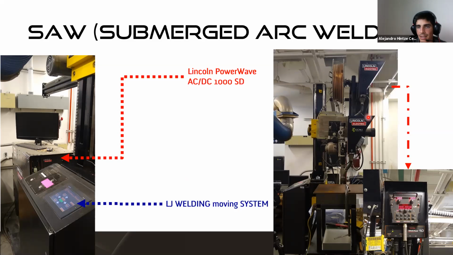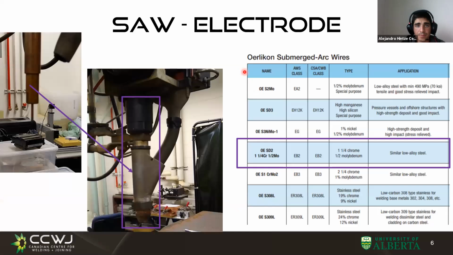Okay, and the hoppers that you see here, the black ones here and here with the Lincoln Electric and the CCWJ stickers, are the ones that we use to put our powders. We will see now in much more detail.